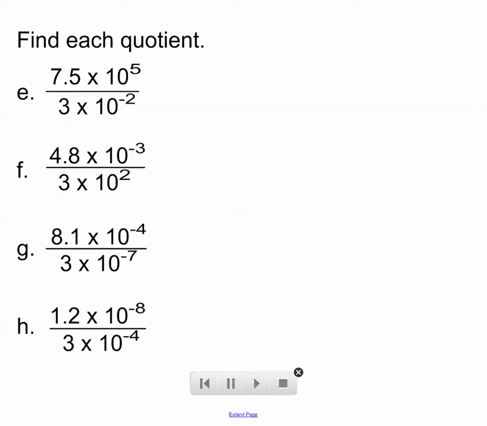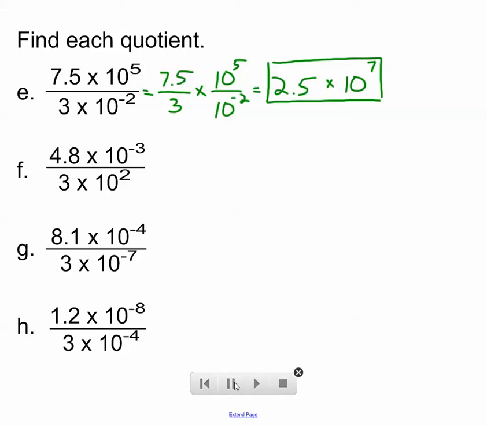We did this with large numbers. Now we're just adding some negative exponents in there. So when we say small numbers with scientific notation, we're talking about numbers with negative exponents, numbers that are less than 1. All right, so 7.5 divided by 3 and 10 to the 5th divided by 10 to the negative 2nd is the way we want to look at this. 7.5 divided by 3 is 2.5, and 10 to the 5th divided by 10 to the negative 2nd is 10 to the 7th, because when we divide numbers at the same base, 10 and 10, we subtract their exponents. 5 minus negative 2. Not 5 minus 2, 5 minus negative 2, which is like 5 plus 2.